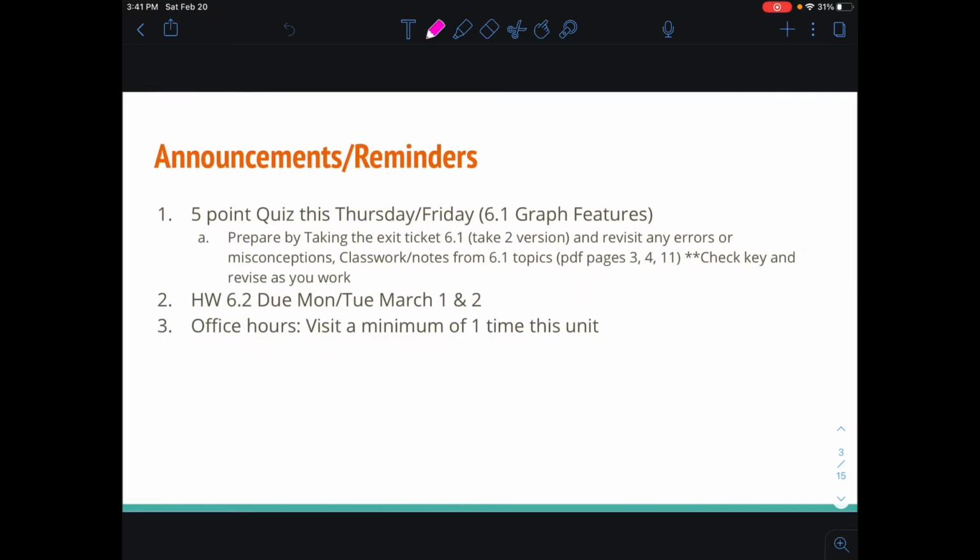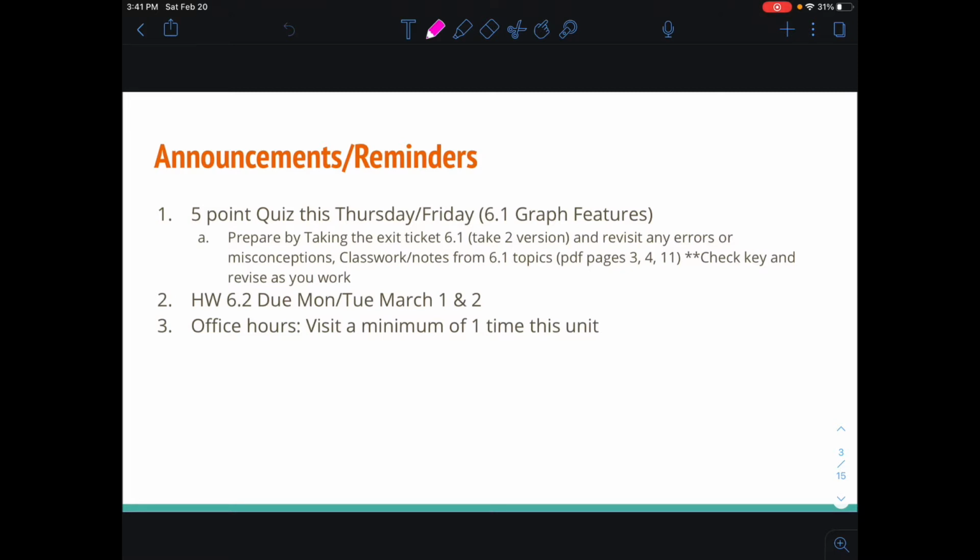So there is the 5-point quiz this Thursday, Friday. It is on graph features. It is 5 points total, one question talking about the different features you see on the graph. So you're going to prepare by taking the exit ticket 6.1, the take 2 version.